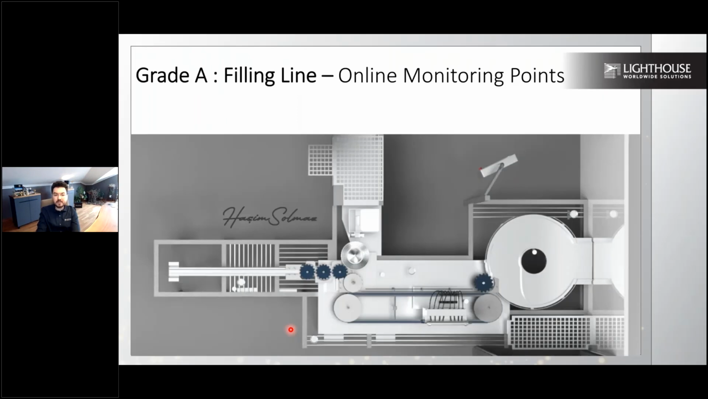So let's take a look at my sample locations, the online monitoring points that I'm using during this strategy. One, nearby the turntable, this accumulation table. Two is on the point of fill. Three is on the stoppering location.